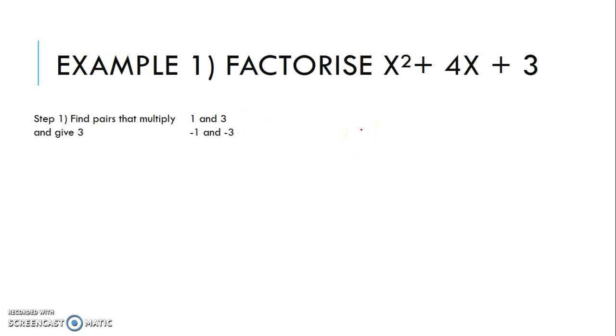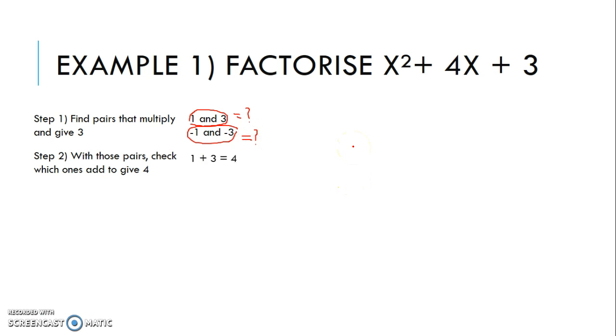Step number 2. With those pairs, check which ones add to give you 4. That means you need to add these numbers together and see if they give you 4, and you also need to add these two numbers together and see if they give you 4. In my first pair, I have 1 and 3, positive 1 and positive 3. So 1 plus 3 equals 4. Then in the next pair, it's minus 1 and minus 3, so negative 1 plus negative 3 will give me negative 4.